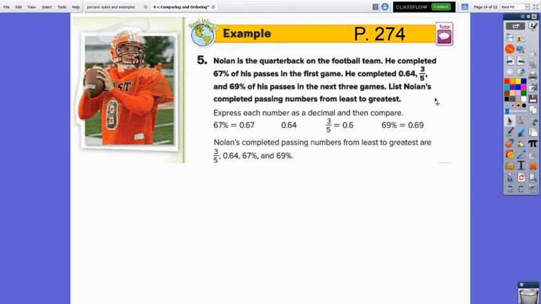Real world problem here as an example. Nolan is the quarterback. He completed 67% of his passes, then 0.64, 3/5, and 69%. List his passing numbers from least to greatest. Again, convert them all to decimals. And then that would be the lowest one, 0.60. Then 0.64, then 0.67, then 0.69. And so then rewrite them: 3/5, 0.64, 67%, 69%.